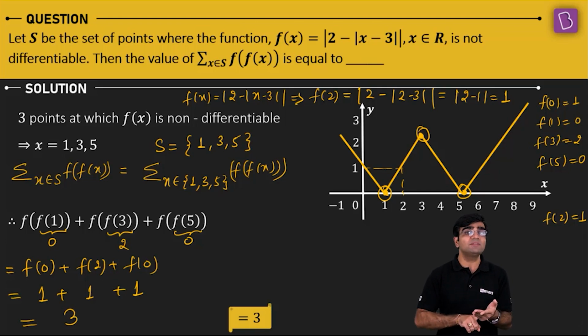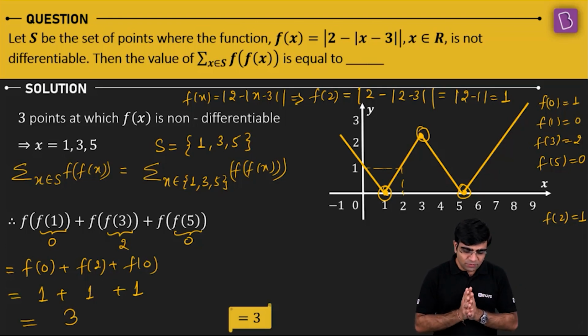But f of 1 was 0, f of 3 was 2, and f of 5 was 0. So we eventually lead to f of 0 plus f of 2 plus f of 0. F of 0 is 1, f of 2 is 1, f of 0 is 1. So we got 1 plus 1 plus 1. The answer simply becomes 3.